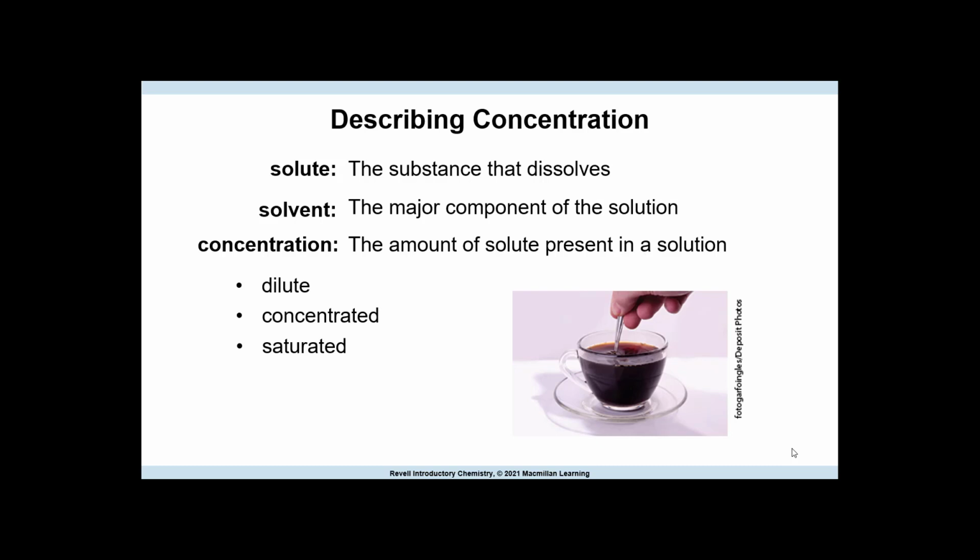The amount of solute that is present in a solution is its concentration. If a solution contains a small amount of solute, we say it is dilute. If it contains a large amount of solute, we say it is concentrated. A solution that contains a maximum amount of dissolved solute is saturated, meaning no more of whatever is added will be dissolved. It's hit the max amount that can be dissolved.